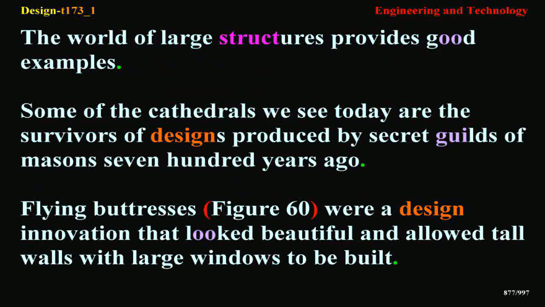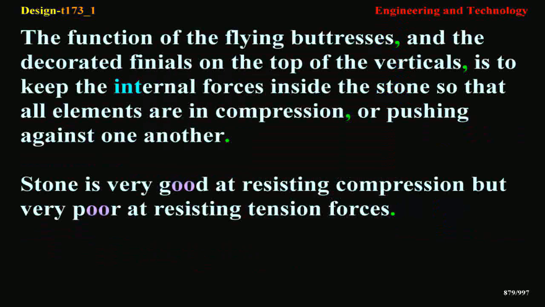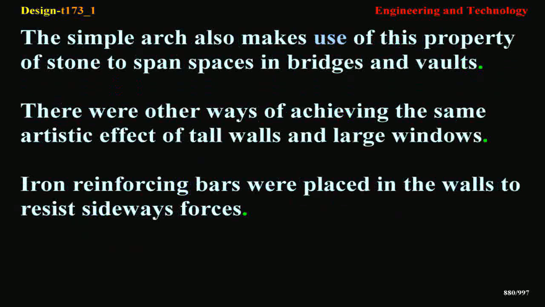Some of the cathedrals we see today are the survivors of designs produced by secret guilds of masons 700 years ago. Flying buttresses, Figure 60, were a design innovation that looked beautiful and allowed tall walls with large windows to be built. Figure 60. Flying buttresses. The function of the flying buttresses and the decorated finials on the top of the verticals is to keep the internal forces inside the stone so that all elements are in compression, or pushing against one another. Stone is very good at resisting compression but very poor at resisting tension forces. The simple arch also makes use of this property of stone to span spaces in bridges and vaults.